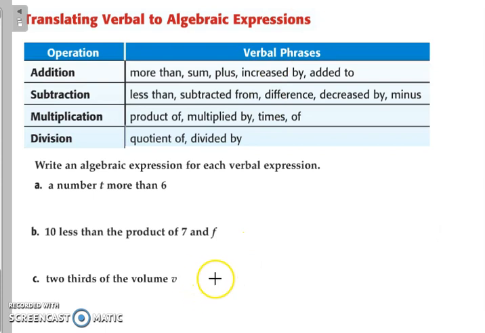2/3 of the volume V. Here we have of. Remember that meant multiplication. So we have 2/3, and then of times V. I could write a multiplication symbol, but if there's no symbol that implies multiplication.